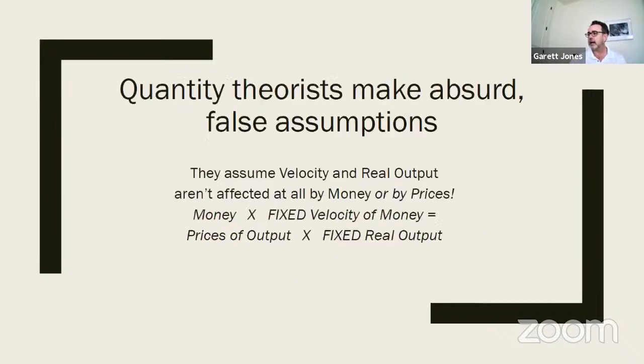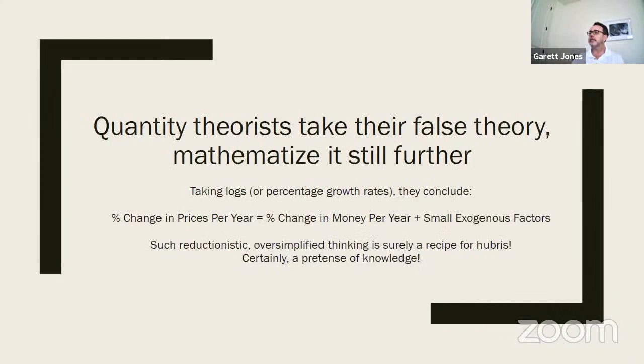These mathematical economists, what are they up to? So they keep mathematizing it further. Quantity theorists don't just stop at one assumption. They take logs of things. They use logarithms or percentage growth rates, depending on how you want to look at it. And they simplify, and then they get this result. The change in prices per year in the long run will equal the change in money per year in percentage terms again, plus some other garbage terms.